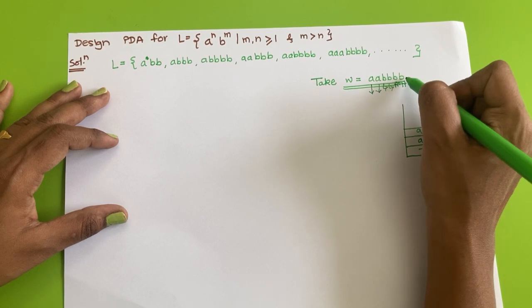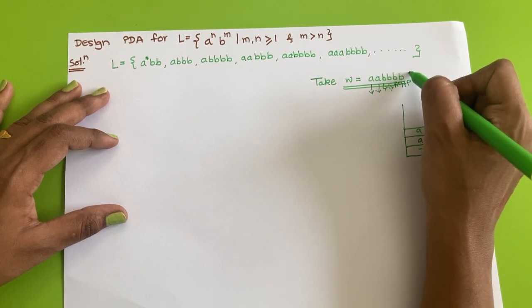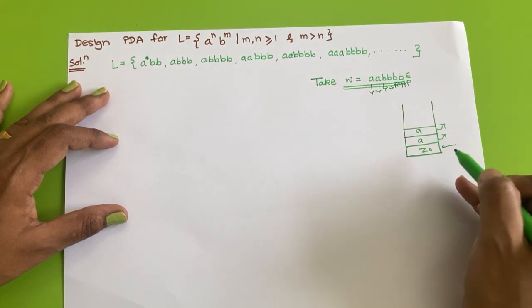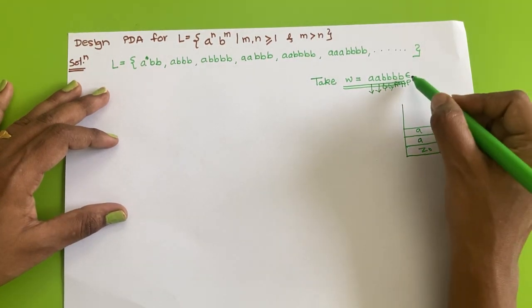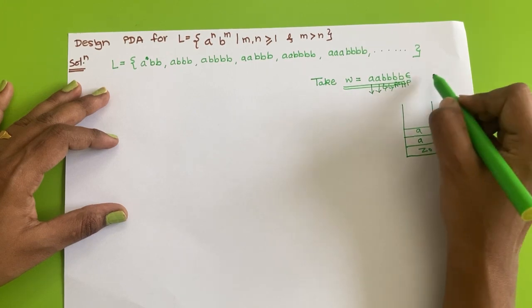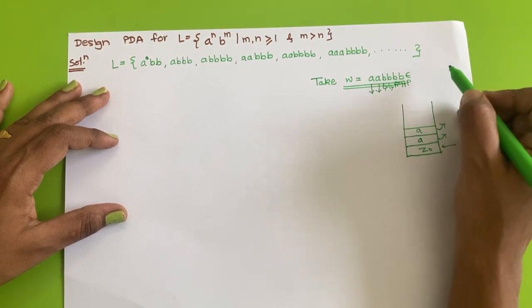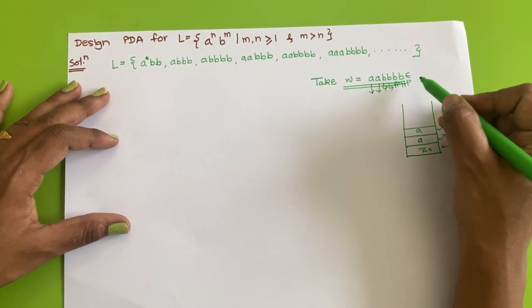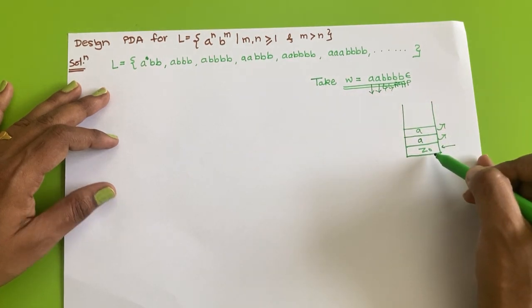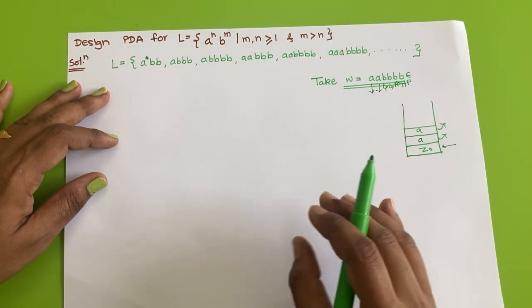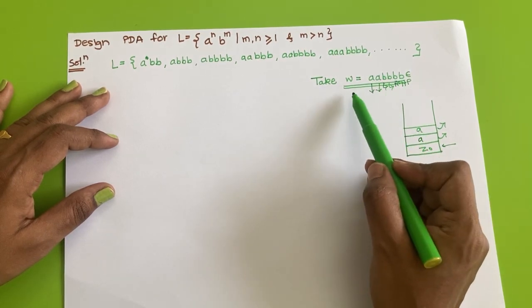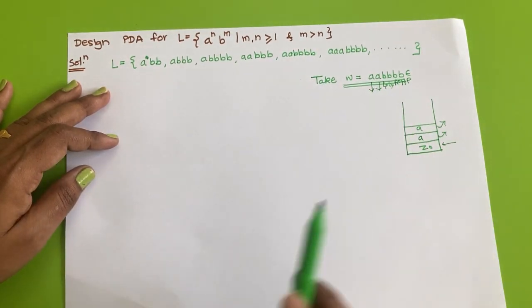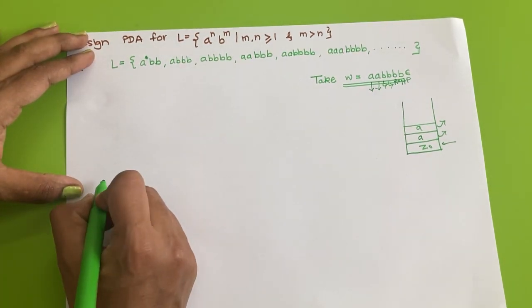After reading all the B's we will read empty input, and at that time the top of the stack will be Z0. So here we again have to write transitions for empty stack as well as final state, for input symbol empty and top of stack Z0. Here we have concluded that the number of B's is more than the number of A's. Now we will start to draw the PDA.